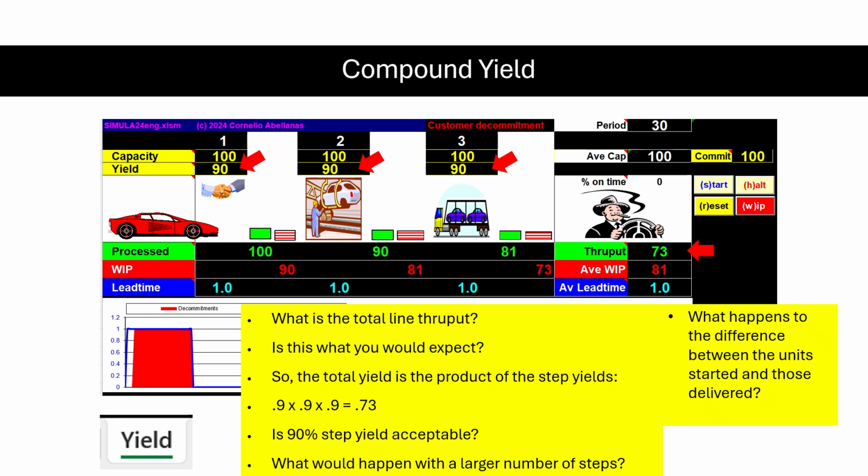Is 90% step yield acceptable? What would happen with a larger number of steps? What happens to the difference between the units started and those delivered?